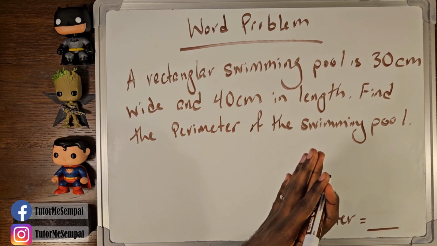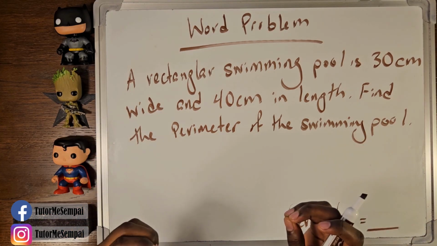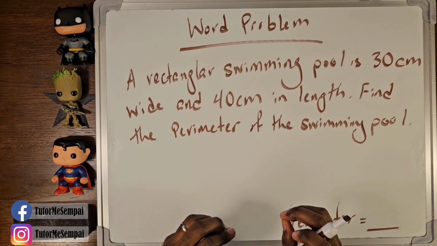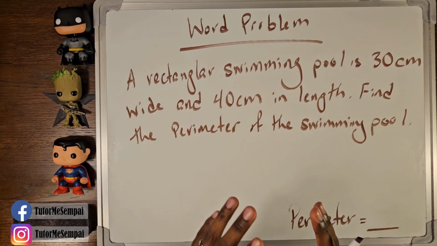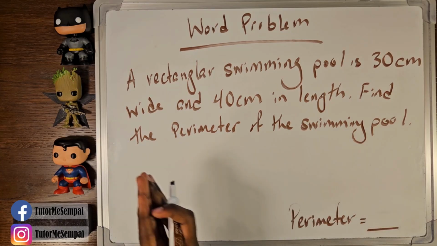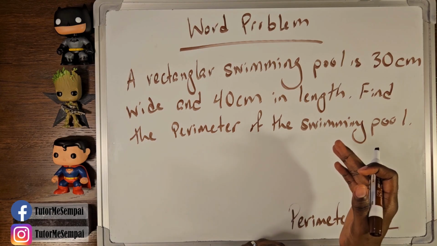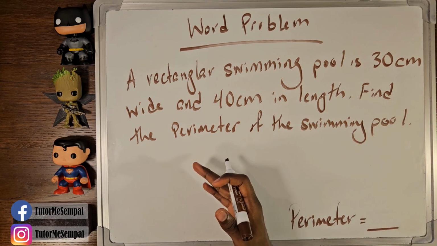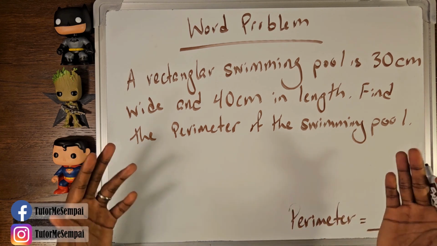For our last section for the day, we're going to tackle a word problem, because sometimes you're not just given a shape, but you're given a word problem. So it's important to know how to pick out your shape and make sure that you find all of the sides you are given. So here we have a word problem that says we have a rectangular swimming pool, which is 30 centimeters wide and 40 centimeters in length. We want to find the perimeter of the swimming pool.